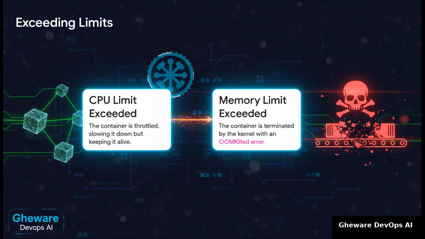If you go over your CPU limit, your application gets throttled. Basically, it just gets slowed down, but it stays alive. But if you exceed your memory limit, boom, the kernel steps in and terminates your container immediately. You'll see that dreaded killed error. Knowing that difference is absolutely critical when you're trying to figure out why your app is crashing.